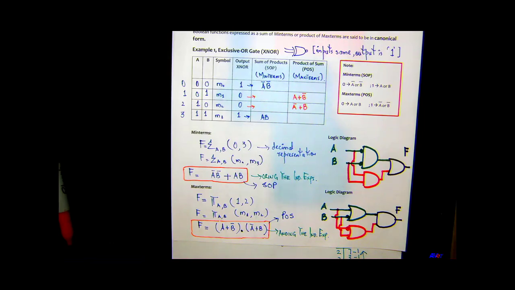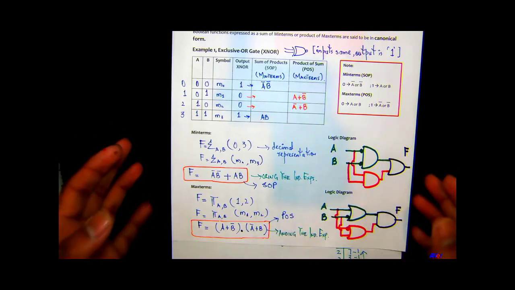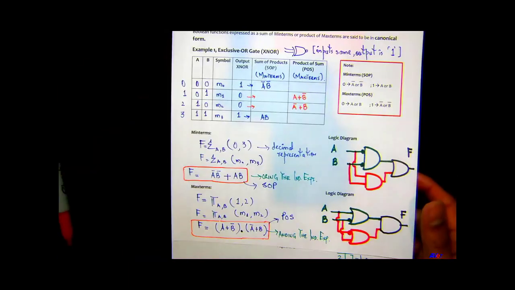If you have more Maxterms, you probably want to go with the Minterm, because the Minterm will be less. And we'll do more examples, so that would help you to evaluate whether you want to go with the SOP or you want to go with POS. Is everybody following me here? Right? Okay. Let's move on to the next example.